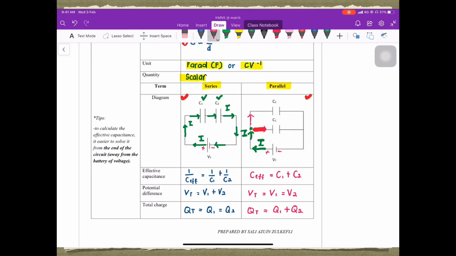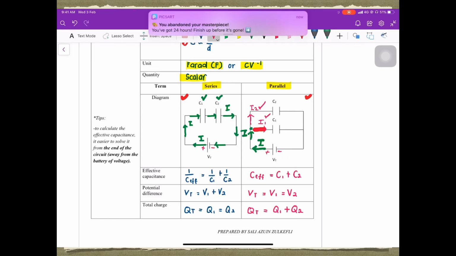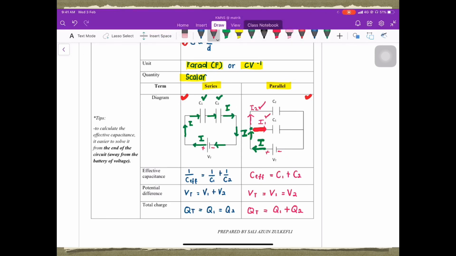So this current can be labeled as I1 and this is I2. These two currents are different currents, meaning I2 is not equal to I1. Therefore, these two combinations are parallel. Okay, next.